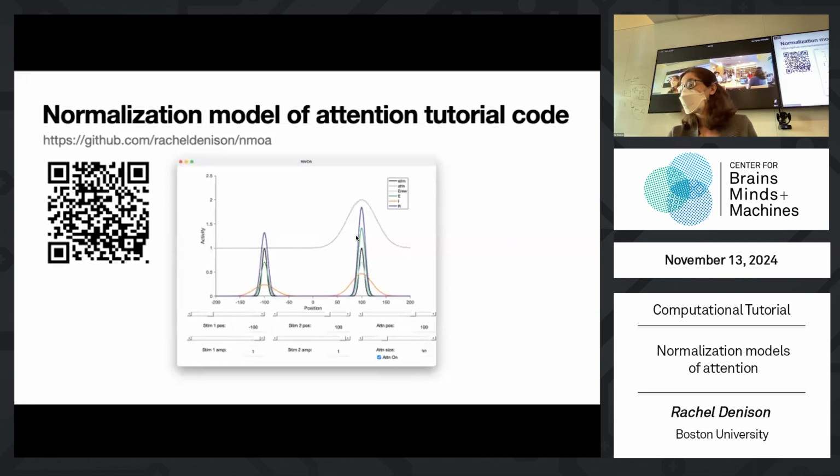But hopefully it will be instructive and fun to play with. So if you want to go ahead and grab this code, it's on GitHub. I put a QR code if it's easier to take a picture and then send it to yourself, and see if that works for people.